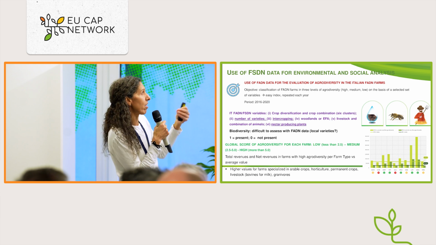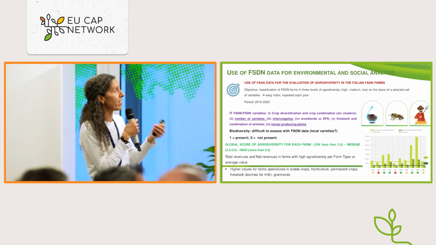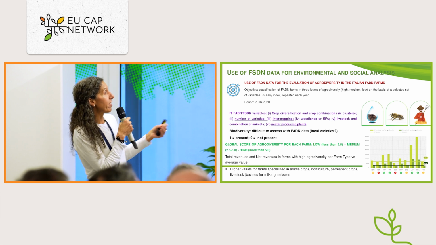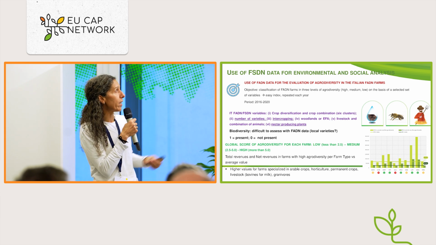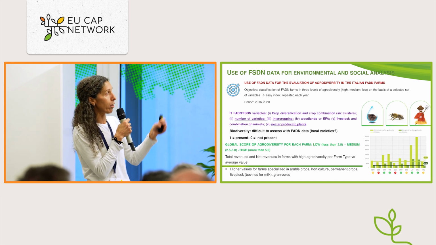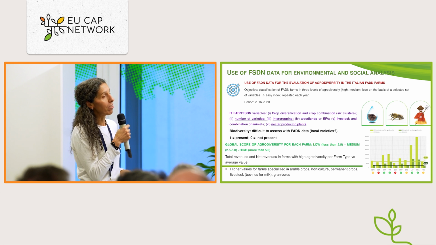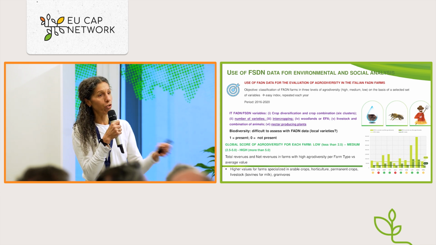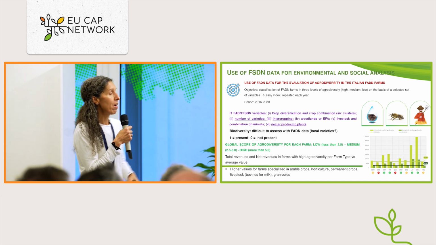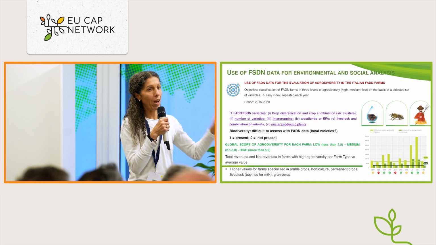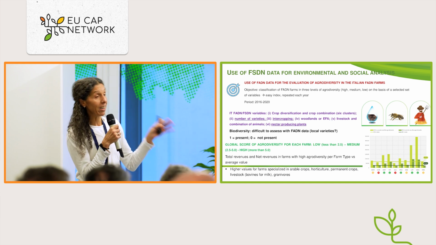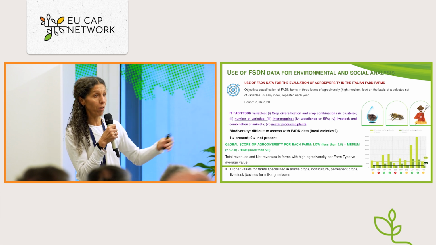Even the indexes have been designed in a very easy way, but at the end we have calculated a global score of agrodiversity for each farm, low, medium, and high, and we have analyzed the economic performance for each level of agrodiversity. This is a very simple analysis, but it has been an interesting starting point for further research on this field.